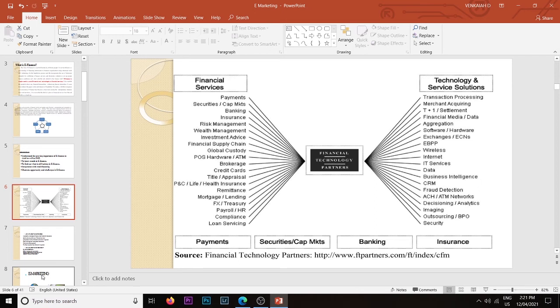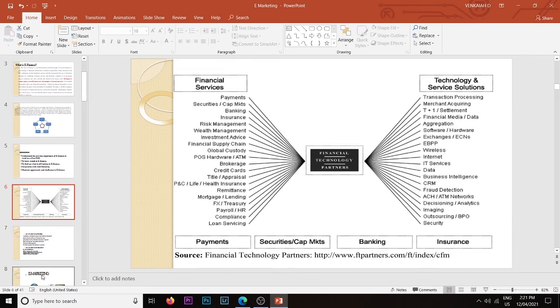Number one, transaction processing. When I make an online transaction, there is a processing house that will process and settle my account, transferring the amount from my account to the other person's account. Another one is merchant acquiring traders.